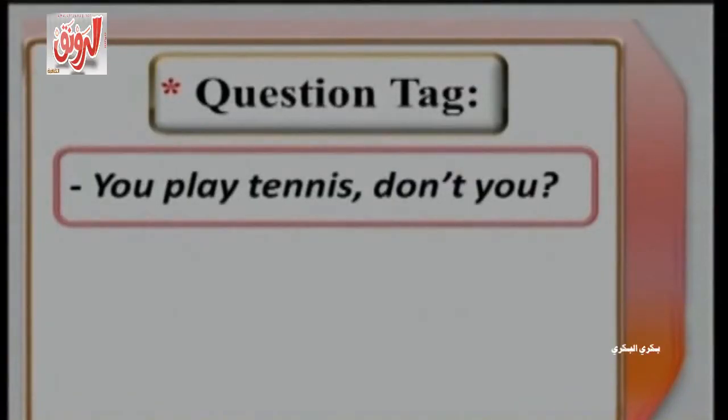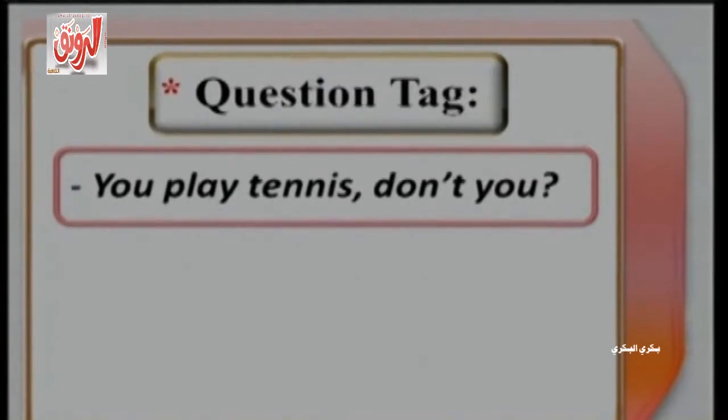You play tennis. Present simple. Now, it's an affirmative sentence. We want to complete it with a question tag. We should get either don't or doesn't. To remind you more: you play tennis, don't you?